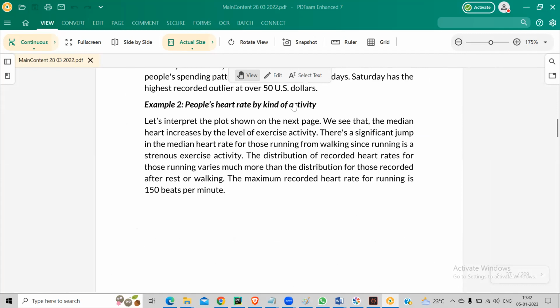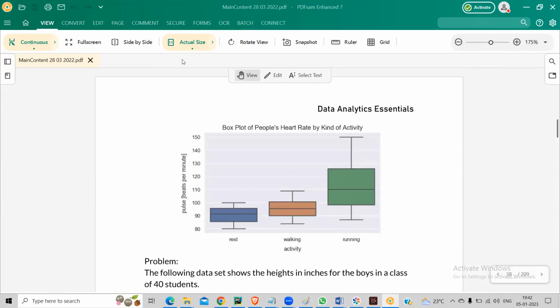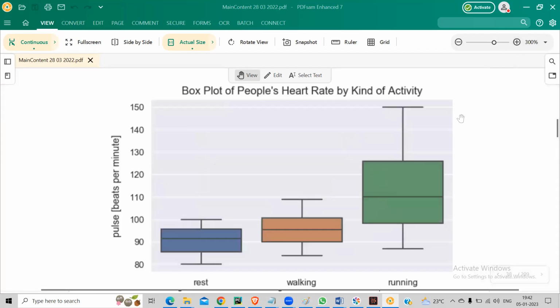So here is people's heart rate by kind of activity. The heart rate is measured on the y-axis, by different activity. Now you tell me what you understand from this box plot. Variability is high, but while running, the heart rate is like 85. Heart rate is generally high when running, but on the lower side it is also lower than walking and resting. Some people at rest also have a high heart rate. You have a quarter of people with a heart rate between 95 and 100 while resting. But here you see, it's not the case.